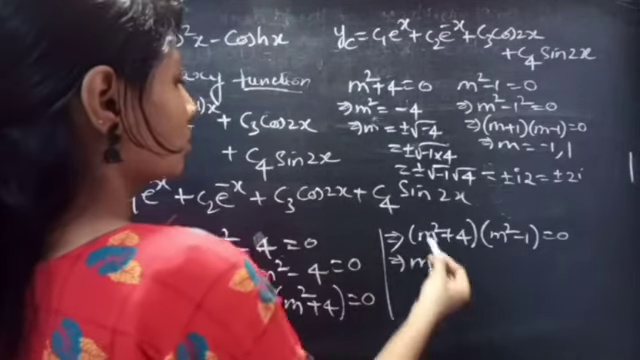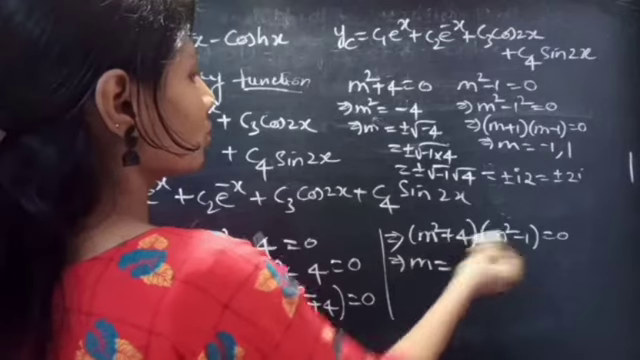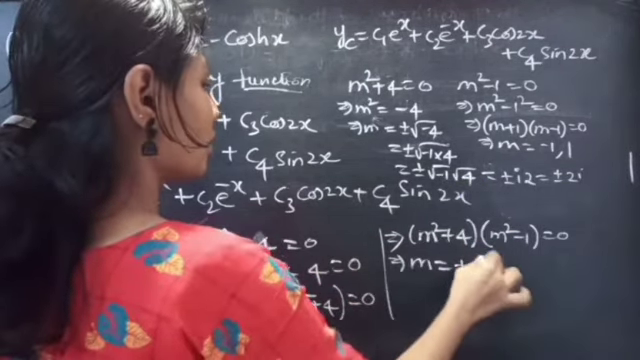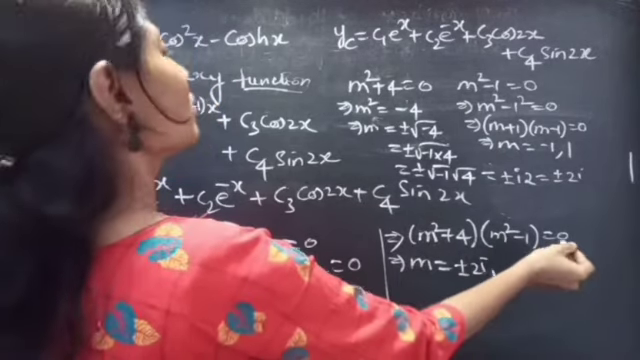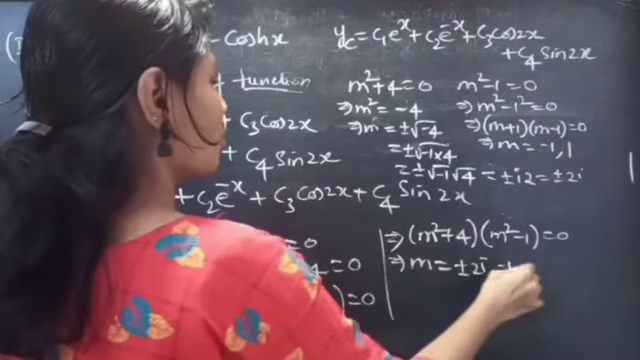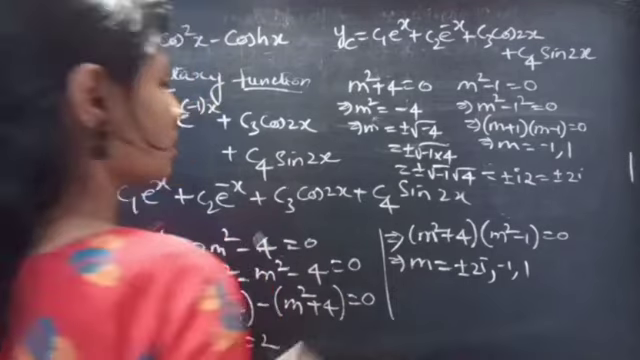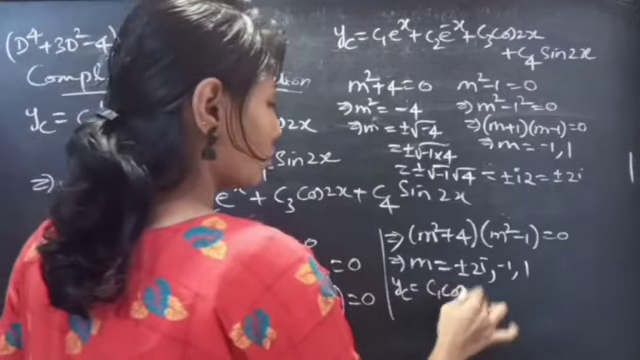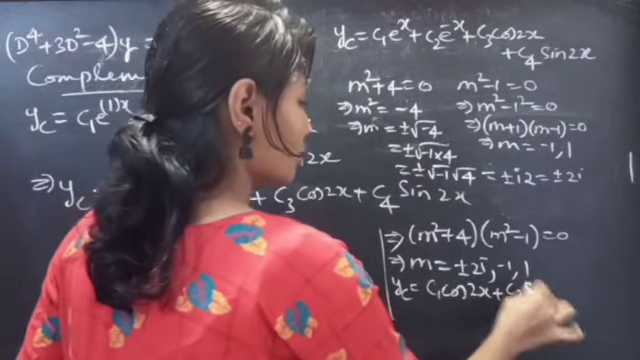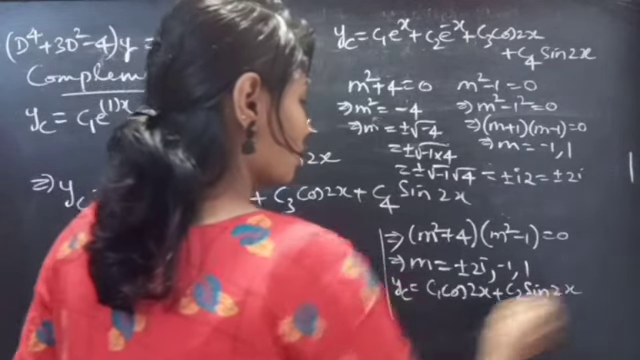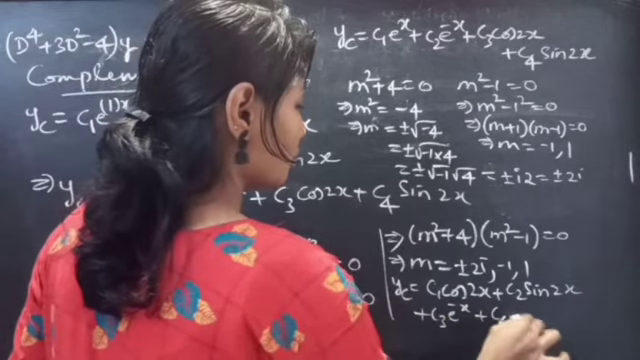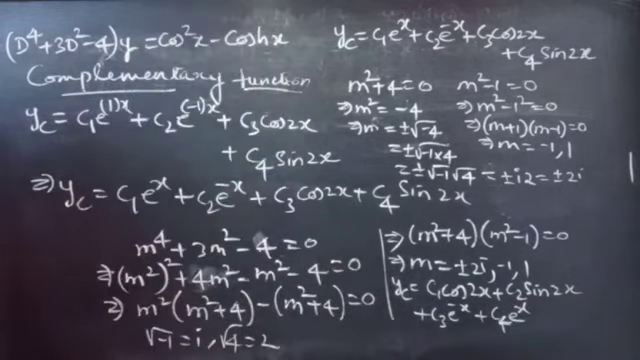Then from m square plus 4 equals to 0, we'll get plus or minus 2i. And from m square minus 1 equals to 0, we'll get minus 1 and plus 1. Then our yc will be c1 cos 2x plus c2 sin 2x plus c3 e power minus x plus c4 e power x. Right? Now let's see the particular integral.